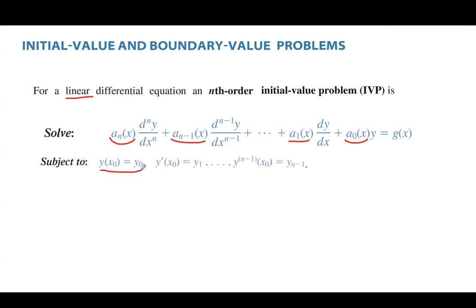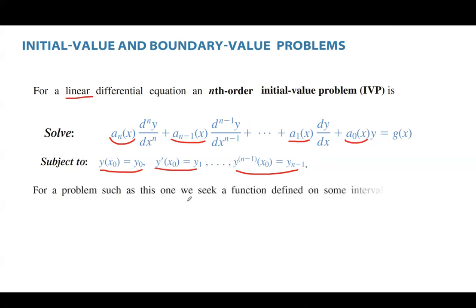When you plug x sub 0 into y, you get y sub 0 back. When you plug x sub 0 into y prime, you get y sub 1 back. And you continue this process, and eventually you plug x sub 0 into the (n minus 1)th derivative of y, and you get y sub n minus 1 back.